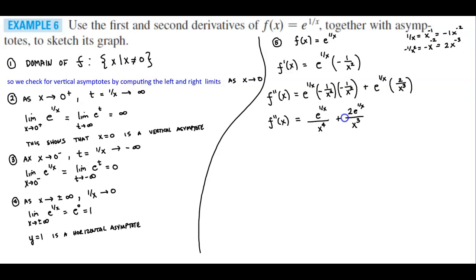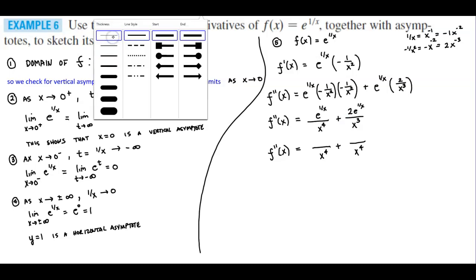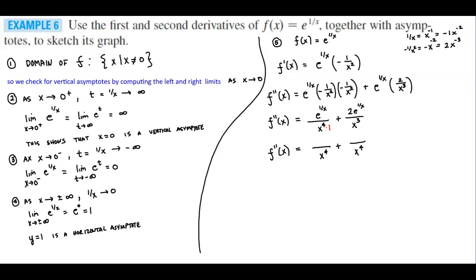Now we want to find a common denominator. We should see that the common denominator is going to be x to the 4th. So we have x to the 4th plus x to the 4th. If we multiply this by 1, this gives us e to the 1 over x. Multiplying this by an x on top and bottom gives us 2x e to the 1 over x.